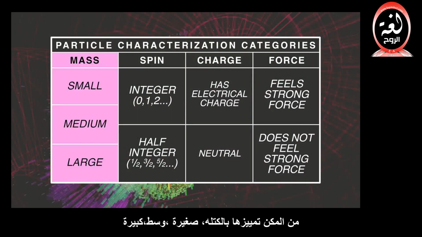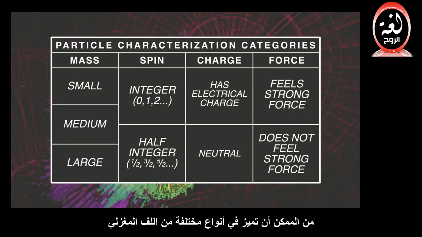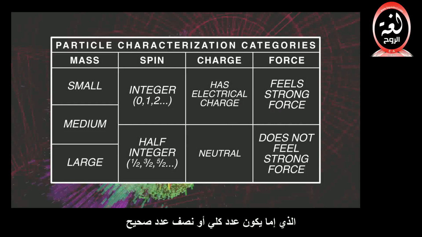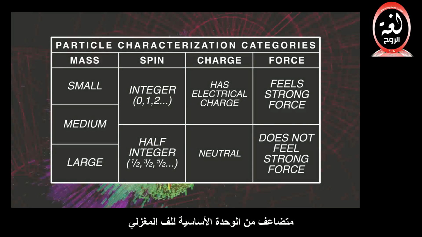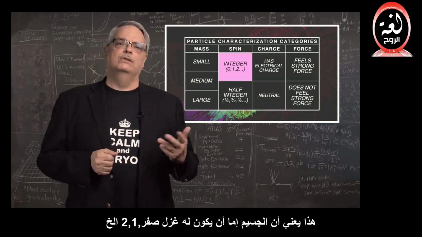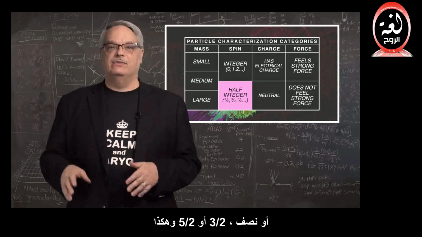They can be characterized by mass into categories that are small, medium, and large. They can be categorized into different kinds of spin, say having spins that are either an integer or half-integer multiple of the fundamental unit of spin. That just means that particles can have spins of 0, 1, 2, and things like that, or a half, 3 halves, 5 halves, and so on.